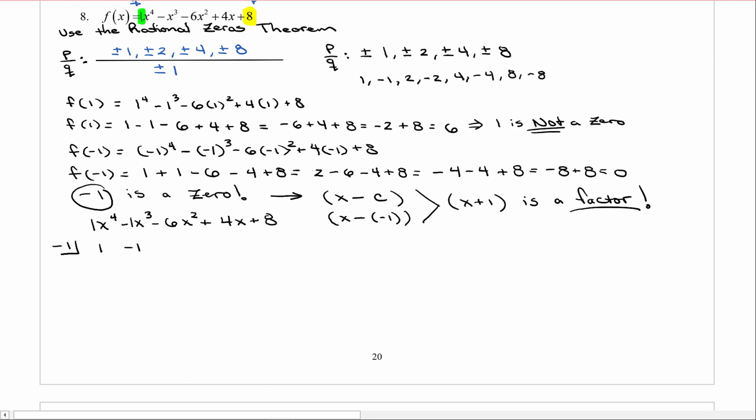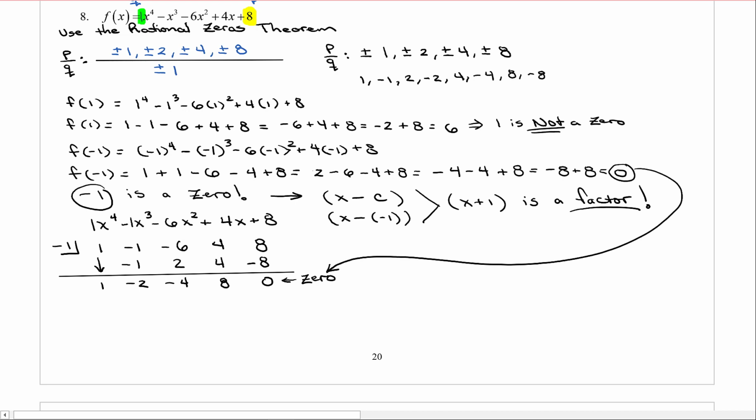So we're going to use the coefficients, and we're going to make sure they're in descending order. So that looks pretty good there. All right, so we're ready to do synthetic division now. I'm going to bring down that first 1. 1 times -1 is -1. -1 plus -1 is -2. -2 times -1 is +2, and -6 plus 2 is -4, and -4 times -1 is 4. We get 8, and 8 times -1 is -8. So we get a 0.